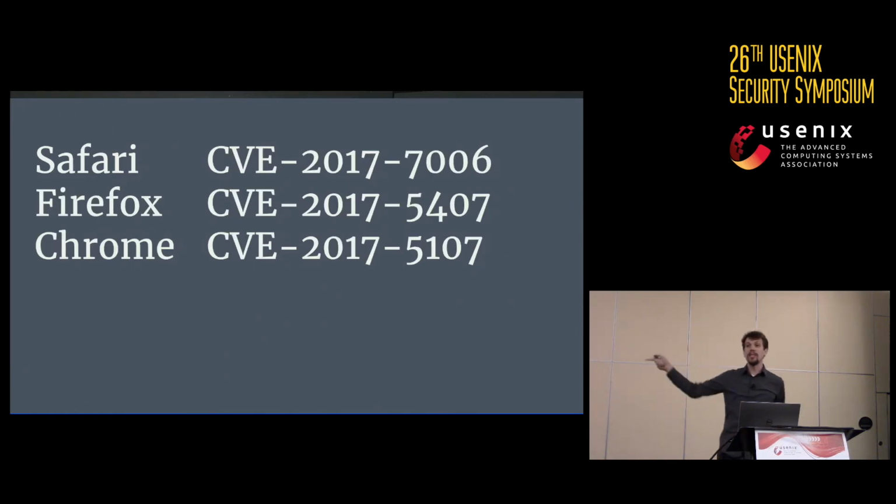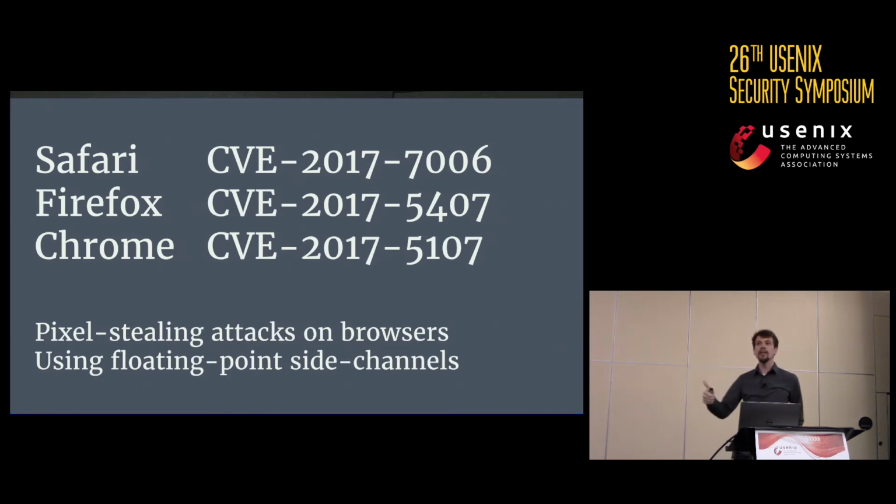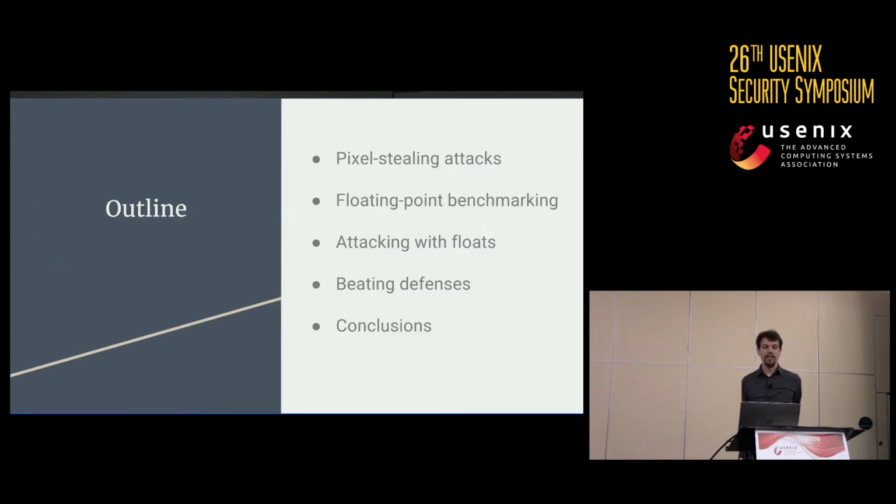So these are 3 CVEs that were landed as a result of this paper on desktop browsers. And all 3 of them are pixel stealing attacks on web browsers using floating point side channels. Now, there's a lot of hyphens in that sentence, so we have to talk about a couple different topics today. We're going to start with talking about pixel stealing attacks. What are they? We're going to go through floating point performance benchmarking to understand how we can leverage it in pixel stealing attacks. We'll then show how to do that. And then we'll go through beating defensive schemes against floating point timing side channels.